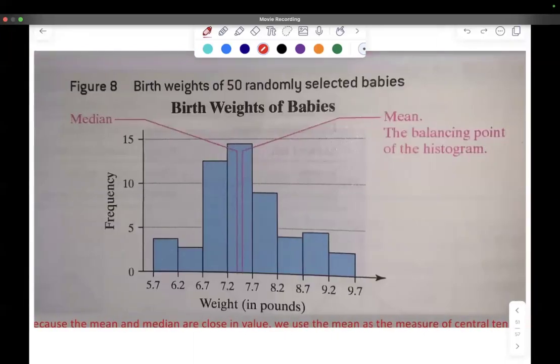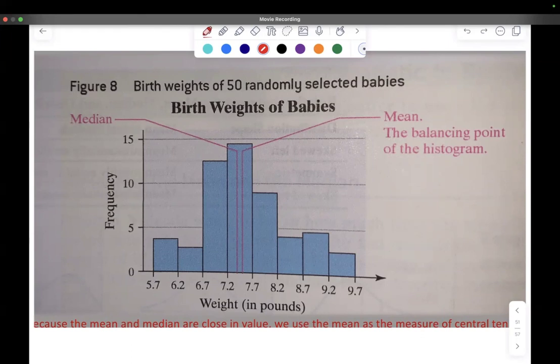So here's my histogram, and you can see that my mean and my median are right there in the middle. I snapped this from the textbook. I couldn't find this page on the digital textbook, so I just took a picture. So the mean and the median are both in that center, the center bar of my histogram. They're very close in value.